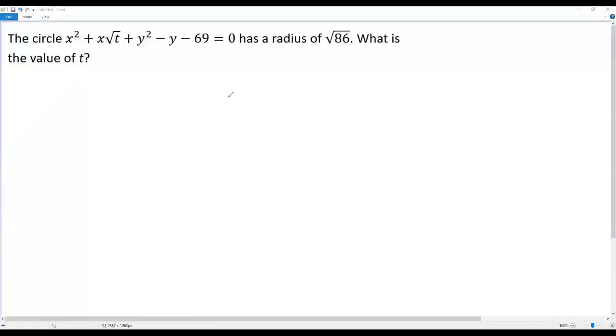Here we have a SAT math problem. Okay, let's go to the question. The circle x² + x√t + y² − y − 69 = 0 has a radius of √86. What is the value of t?